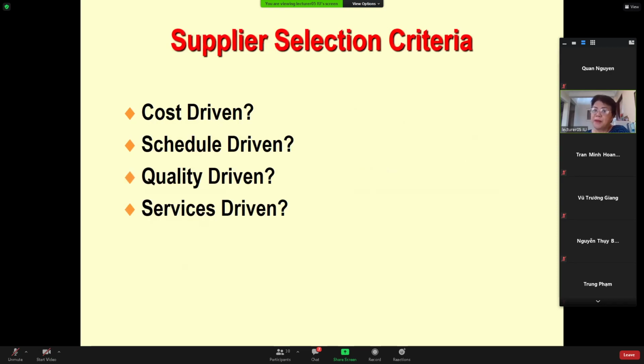Selection criteria of the supplier, I repeat it again, are sometimes cost driven, schedule driven, quality driven, or services driven. So it depends on the good and the service that we want the supplier to offer. And you define the criteria driving your selection. So not every project, not every request is the same. So you have to align those criteria with your team members.